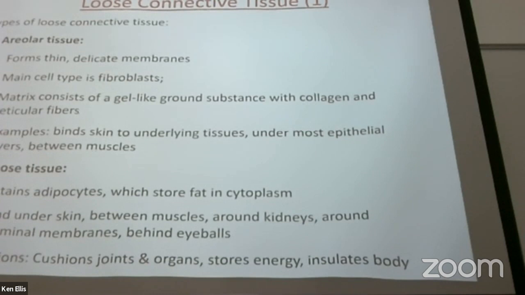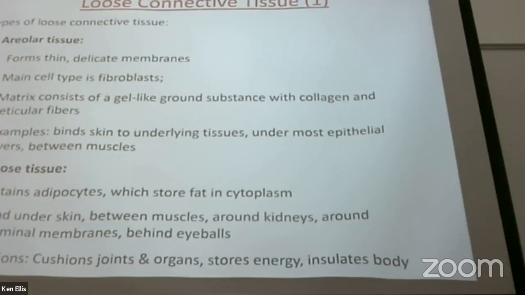How do you say that name? Okay, areolar is how I've heard it pronounced. Says here, forms a thin, delicate membrane. Main cell type is a fibroblast. Matrix, that's what's outside of the cell, consists of a gel-like ground substance with collagen fibers and reticular fibers. Examples where you bind the skin, in other words, what's holding skin to the muscle or the bone that's directly beneath it. Under most epithelial layers and between muscles. You'll see that later.